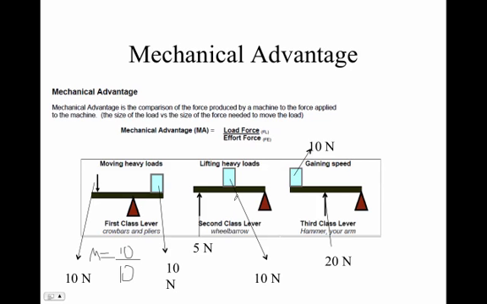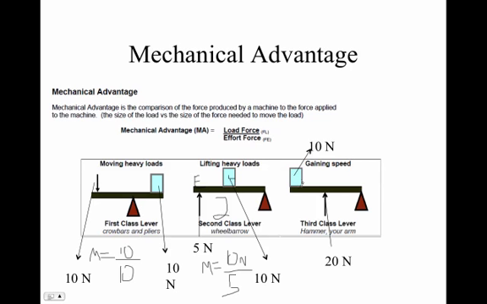Let's look at this one though, class 2 lever. A class 2 lever, let's say we push up with 5 newtons, so our effort force is 5 newtons, and the box, the load, is 10 newtons. Let's see, MA equals 10 newtons for the box, because that's the load force, divided by the effort force, which is 5 newtons. 10 divided by 5, the MA would be 2. In other words, we've multiplied our force 2 times. We can lift twice as much.